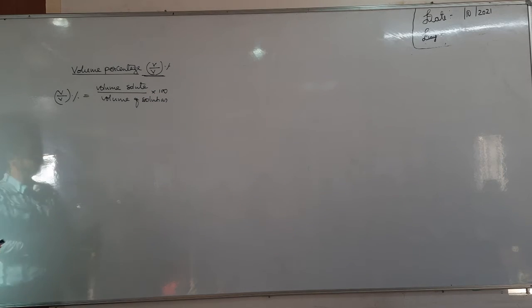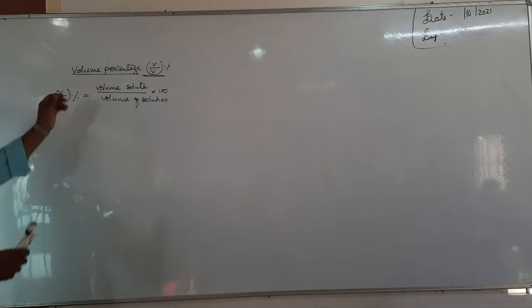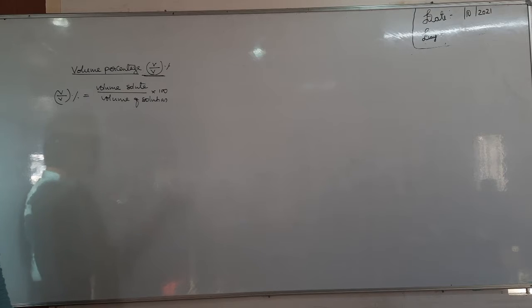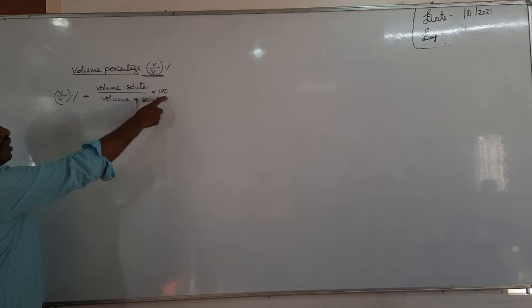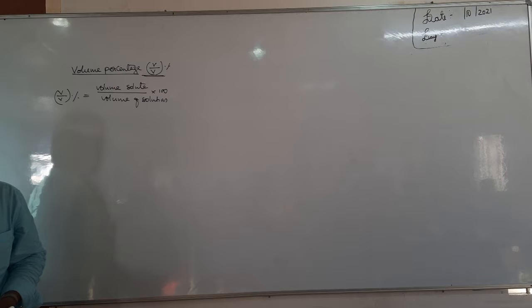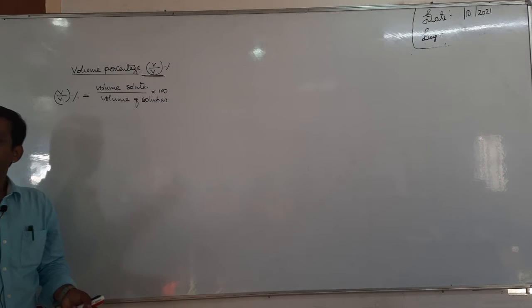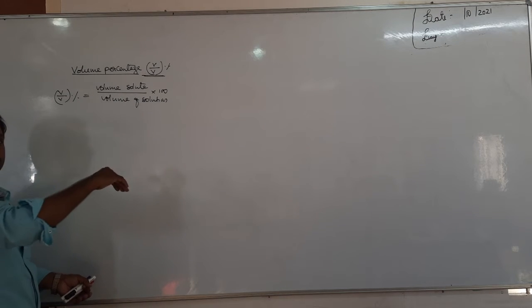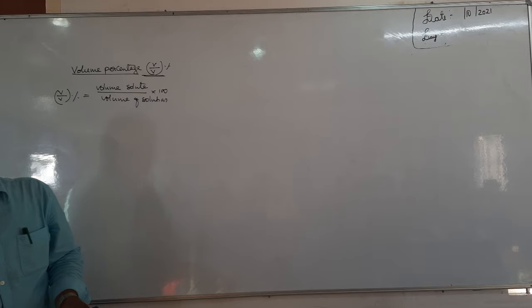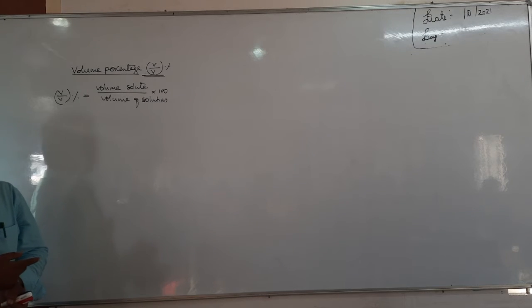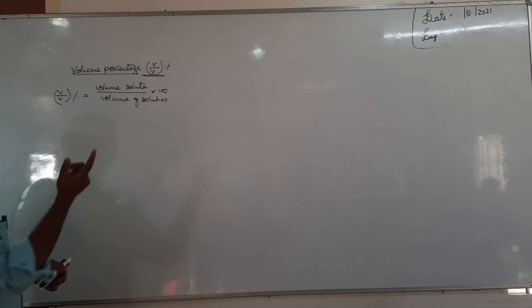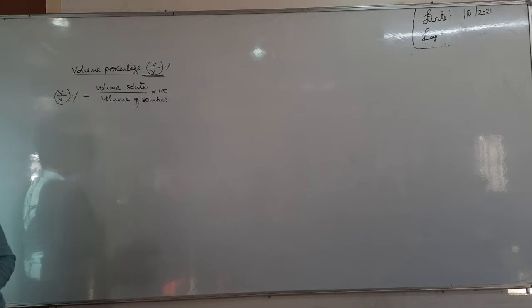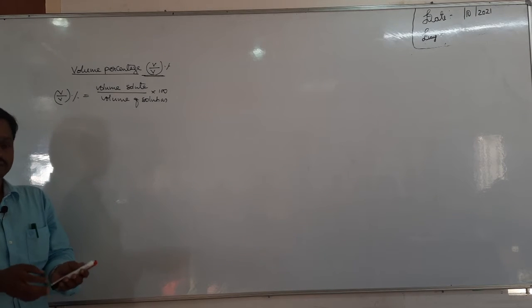Then how do you define this volume percentage? Generally, the volume of solution is taken in milliliter. The number of milliliter of solute present in 100 milliliter of solution. It's just like weight percentage. In weight percentage, we take the weight of the solute: the number of grams of the solute present in 100 grams of the solution. So instead of gram, here we use milliliter. Therefore, the number of milliliter of solute present in 100 milliliter of solution is called volume percentage.